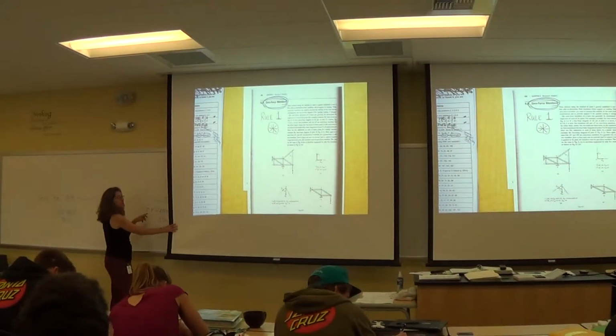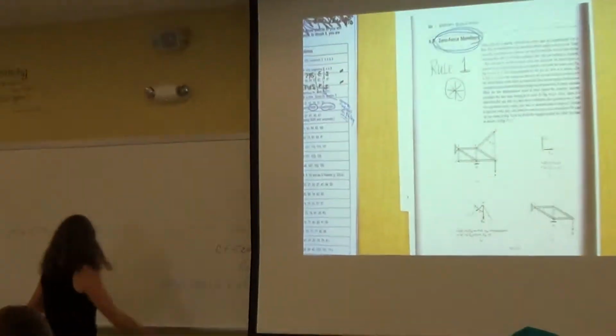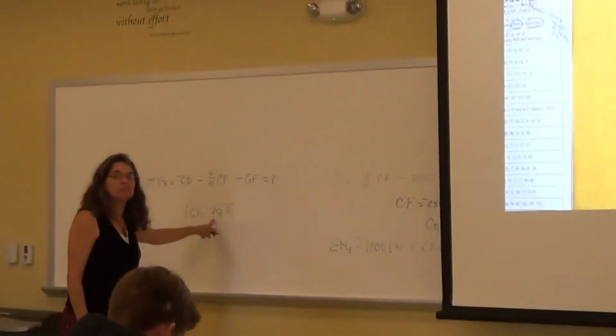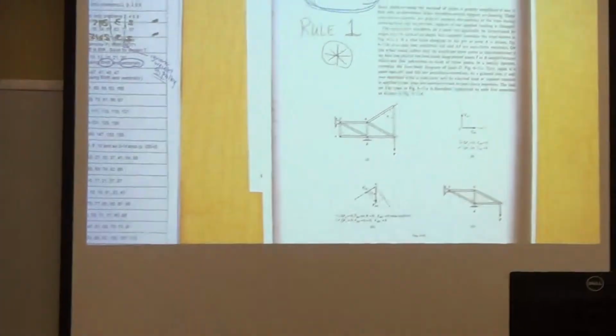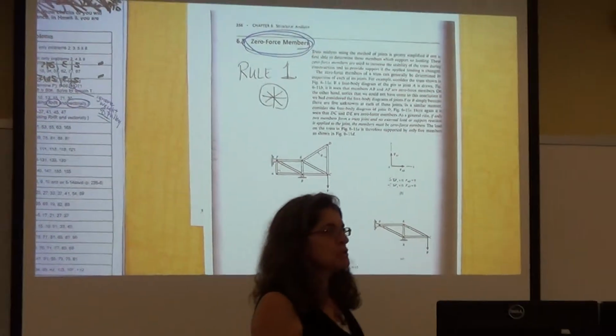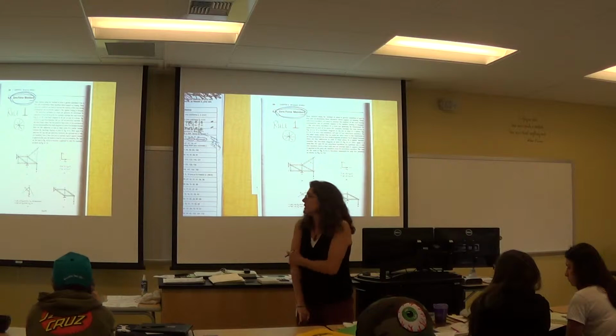We calculated GF to be 750. We calculated CF to be 2,500. A zero force member is zero. Isn't that really nice? I'd like to find out which one's a zero before I start doing all the math. So that's why we're looking at this.